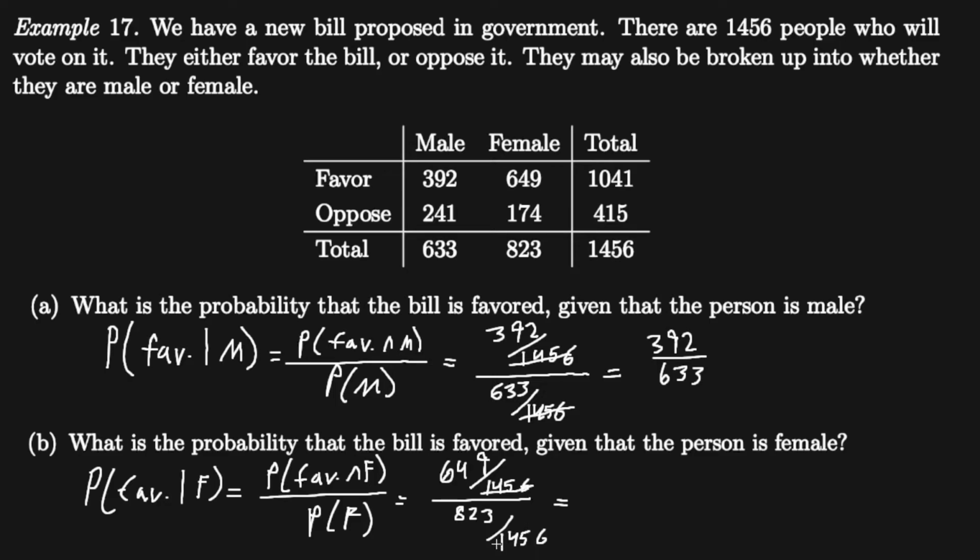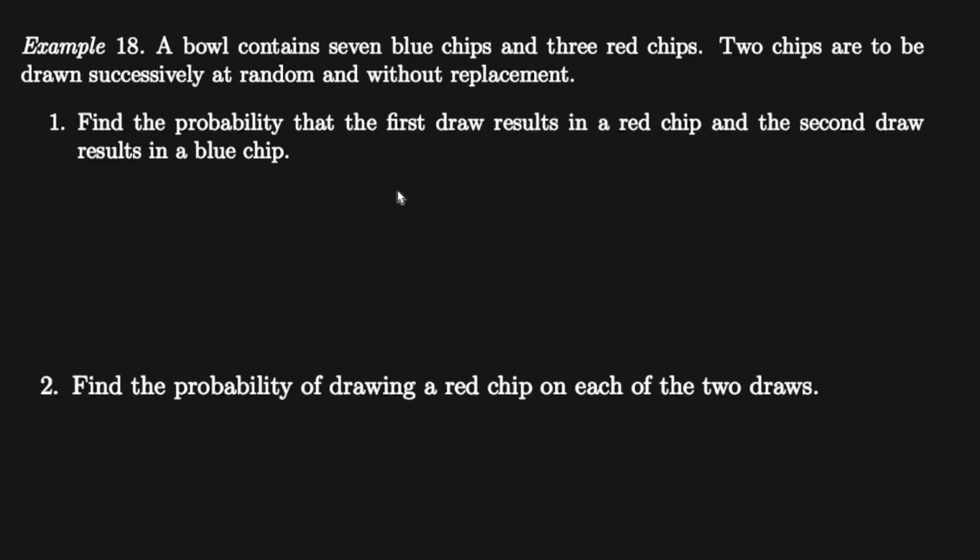We can cancel these out, and we're just left with 649 over 823. Now we can move on to example 18. A bowl contains 7 blue chips and 3 red chips. 2 chips are to be drawn successively at random. Keyword right here: without replacement.